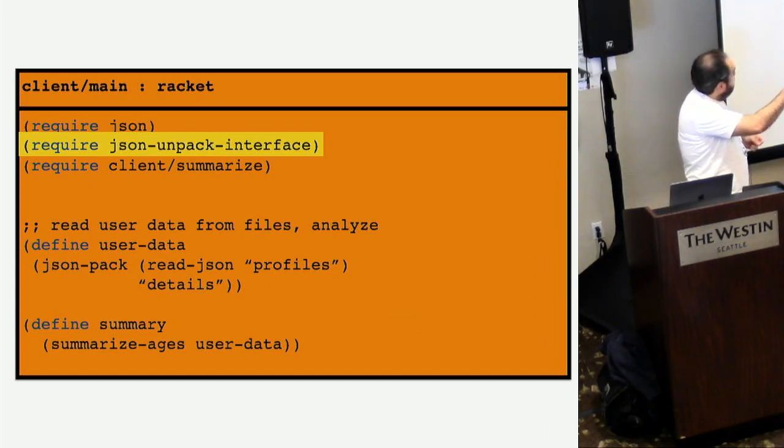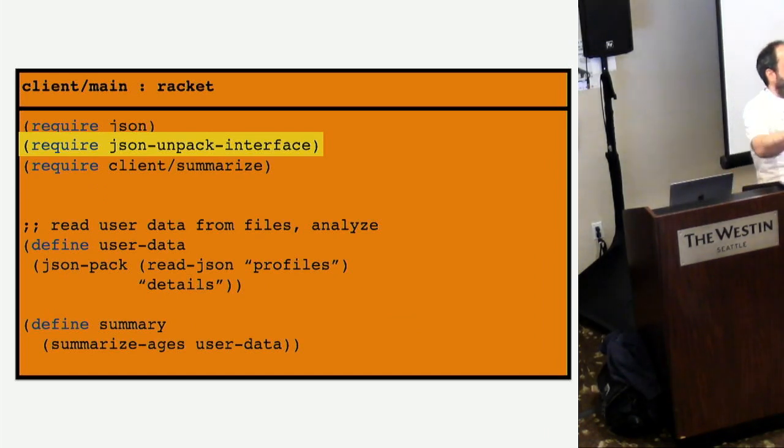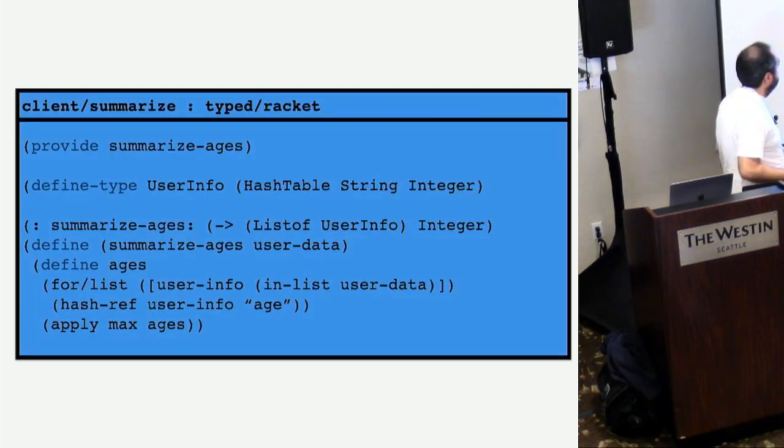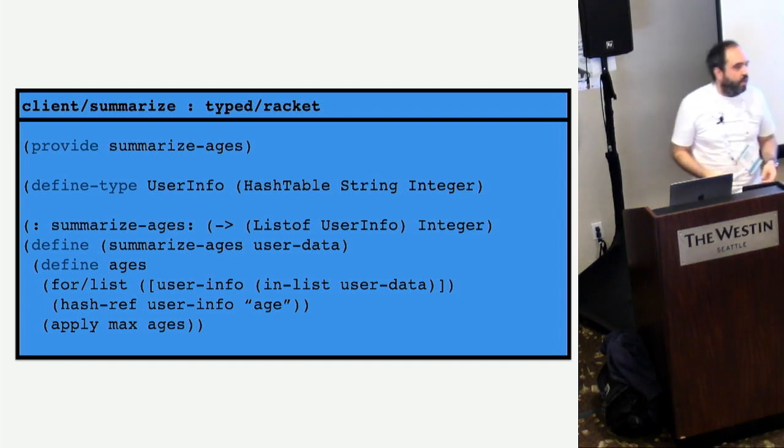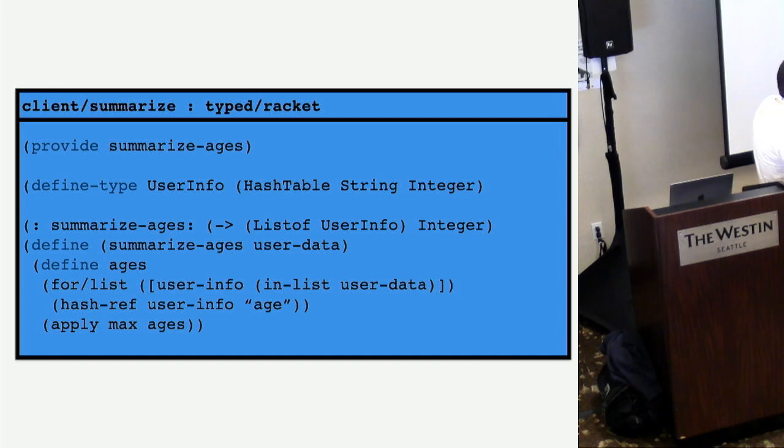Our main file imports the interface so that it has access to the version of the library that is protected. Then it calls json-unpack with some file, and then also calls summarize-edges, which comes from our utilities library. Our utilities are fully written in Typed Racket. There are types to say that user-info, which is the data inside the JSON file, has been marshaled into a hash table, and that summarize-edges accepts a list of these user-infos, a list of hash tables, and then does some aggregation. Okay? So far, so good.